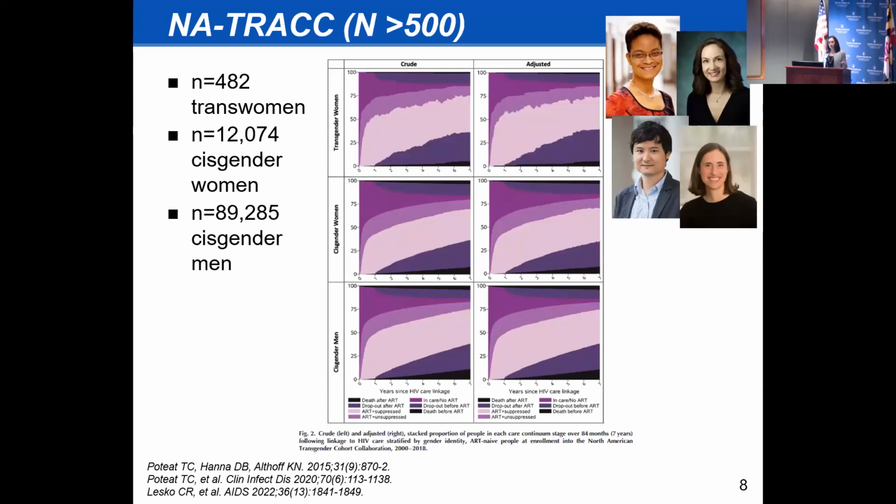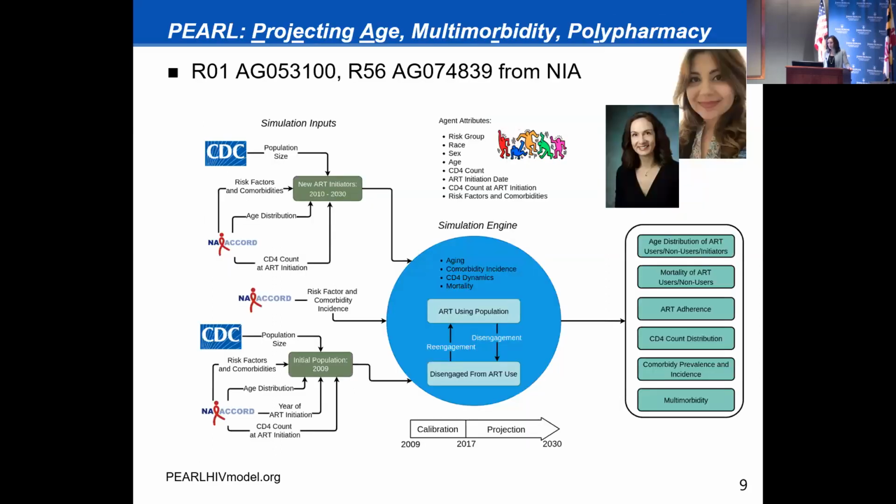Nested within this cohort, we have over 400 trans women. And in this lovely study, which was Katie Lesko's approach to looking at the HIV care continuum in a continuous time way, we were able to compare trans women to cis women and cis men. So 482 is a pretty large sample size of transgender women, and happy to have NA-ACCORD track as a nested subcohort. We also collaborate a lot with modelers.